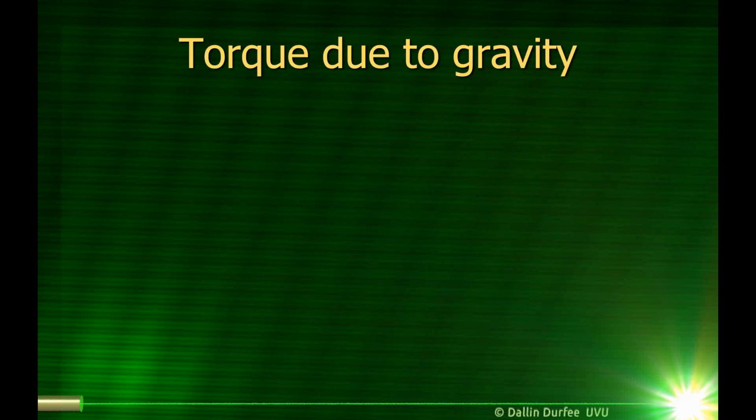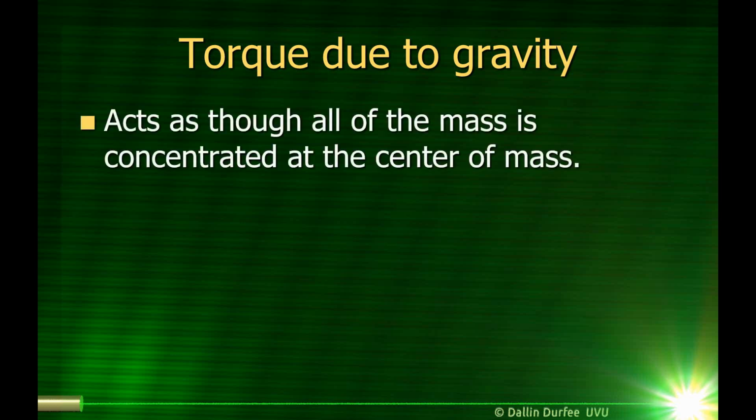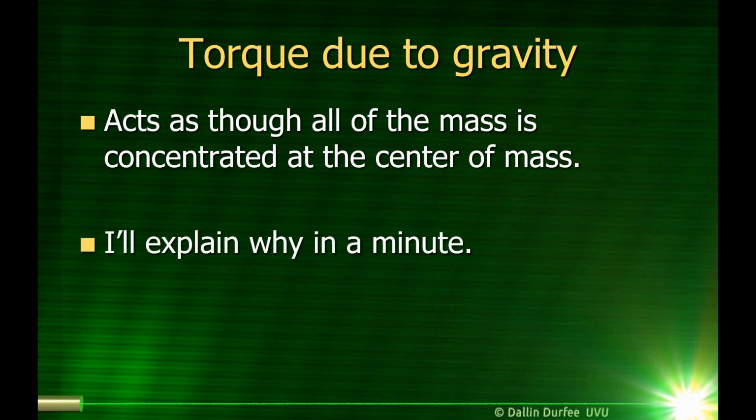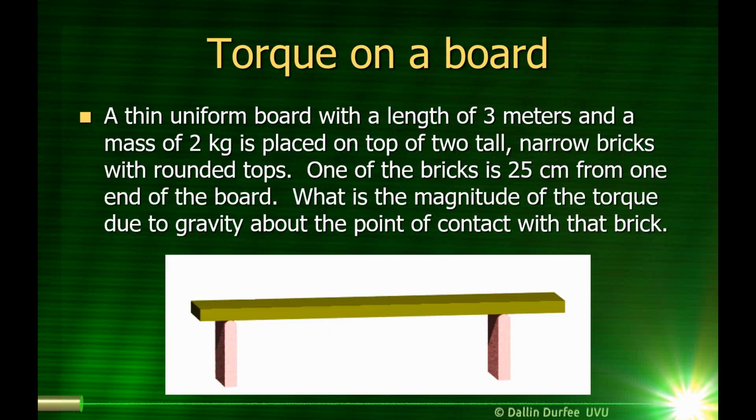Now let's talk about how you find the torque due to gravity. It turns out when you're calculating torque due to gravity, gravity acts as though all of the mass is concentrated at the center of mass. So you can pretend like gravity is just a force acting at a point, and that point is at the center of mass when you're calculating torque. Now, I'll explain why that works out in a minute. For now, let's just run with it.